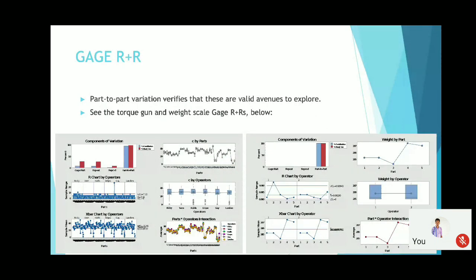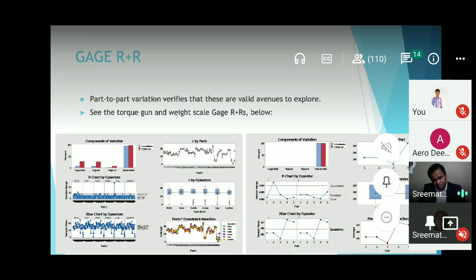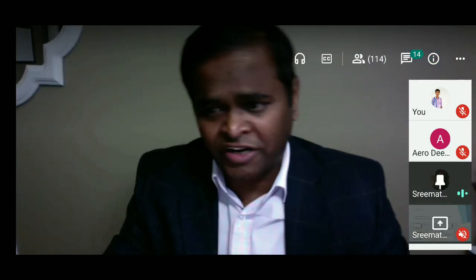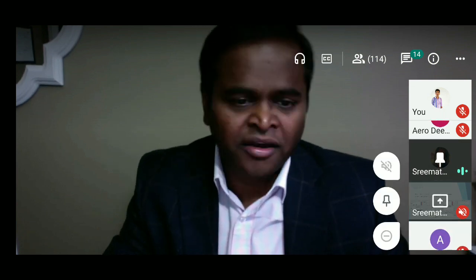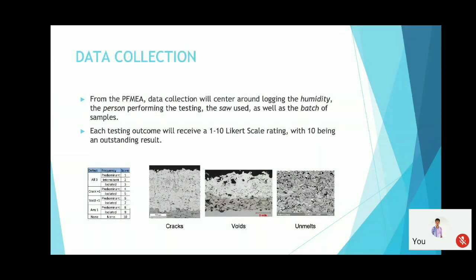So these are some of the charts showing variation from the component, how it is varied by operators, and how it is varied by different charts and different parts. We captured this as data collection, which you will see as a net data collection. So what we have done is we have collected all this.